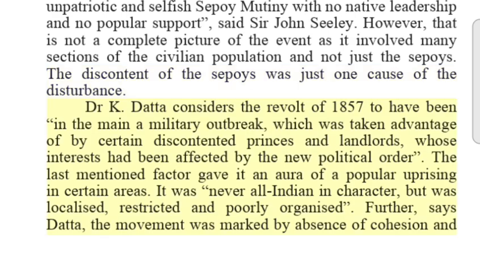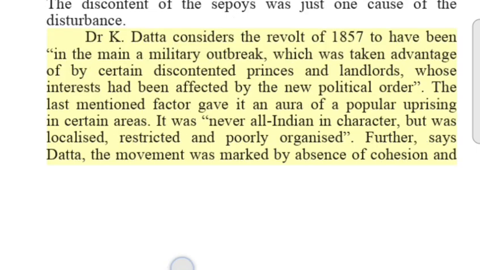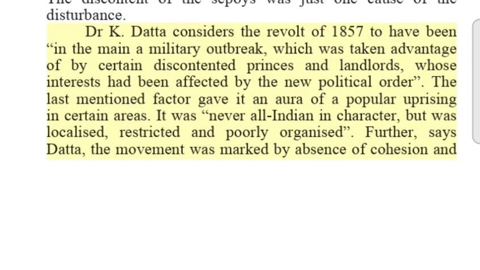Dr. K. Datta considers the revolt of 1857 to have been, in the main, a military outbreak, which was taken advantage of by certain discontented princes and landlords, whose interests had been affected by the new political order. The last mentioned factor gave it an aura of a popular uprising in certain areas.